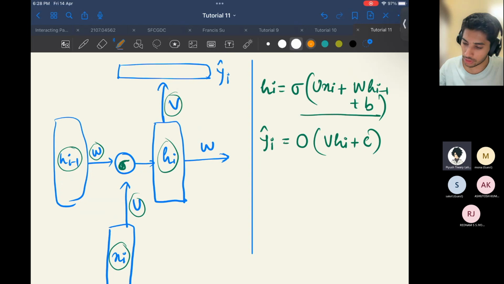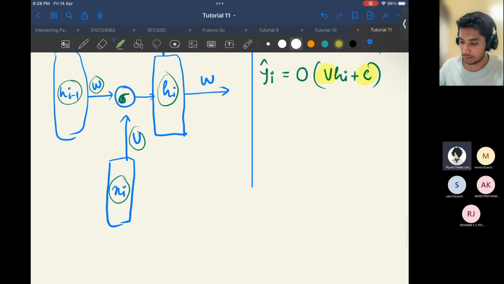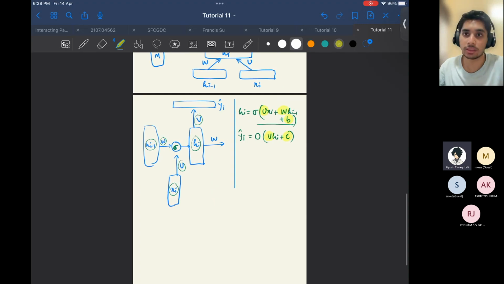And just to note, what are the parameters that you would like to learn? U is one parameter. W is another parameter. V is another parameter. B is another bias parameter. C is also another bias parameter. So this is a simple recurrent neural network that we use in practice to deal with sequential data.